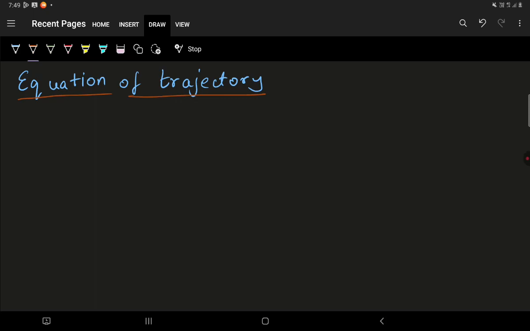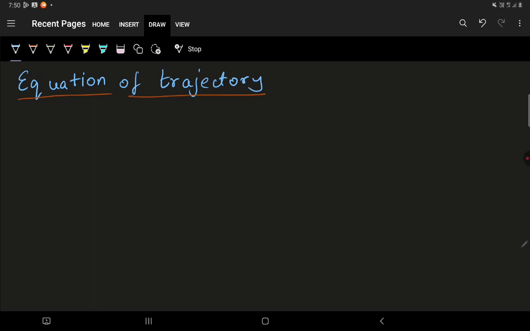Today in this video I'll be discussing a few important and interesting concepts of kinematics. Well, you can see the heading is equation of trajectory. Of course you can guess that it's from the topic of projectile. So without further wasting time, let's get started.